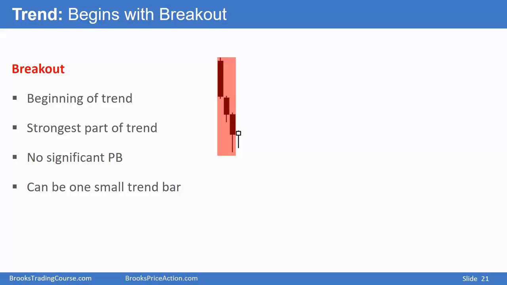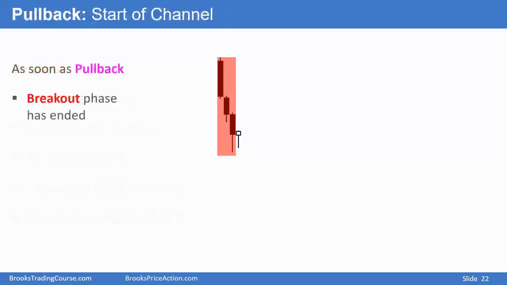Very little overlap, big bear bars closing near their lows, lots of gaps, close of this bar, low of that bar. And on a higher time frame chart, it's probably simply a single bear breakout bar. Again, it could be a single bar, it could be several bars. This example has 3 bars.